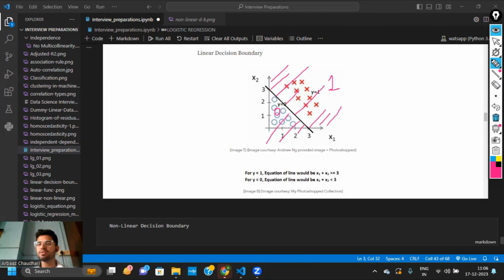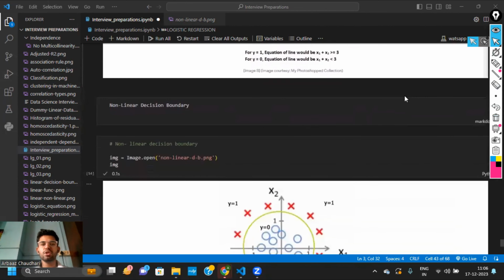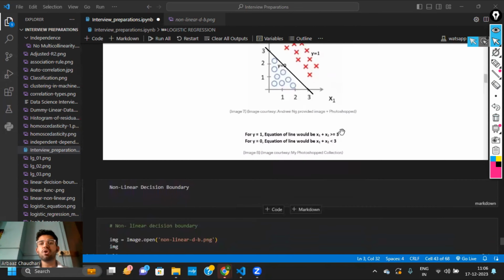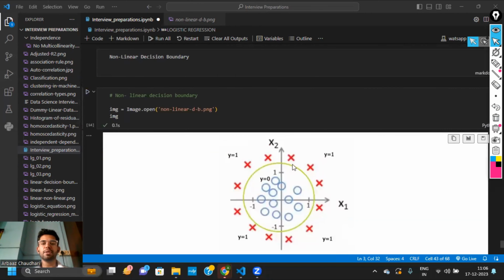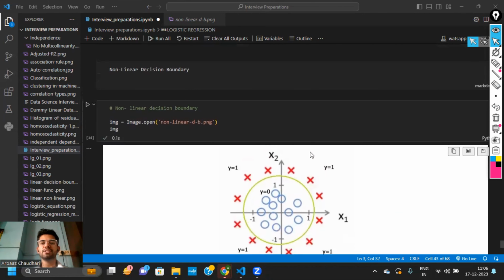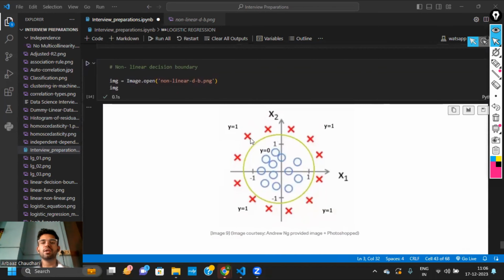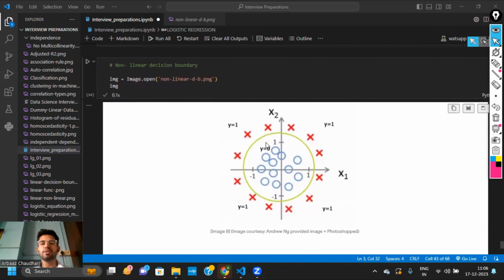Okay. Now let's move ahead. There is also a non-linear decision boundary. When the data points are non-linearly separable, then what? Then a linear line will not give us an accurate result. It will make lots of mistakes. So to avoid mistakes, we draw a circular decision boundary. Inside this circle you can see it is the zeroth class, and outside the circle all the data points which are coming are the first class.